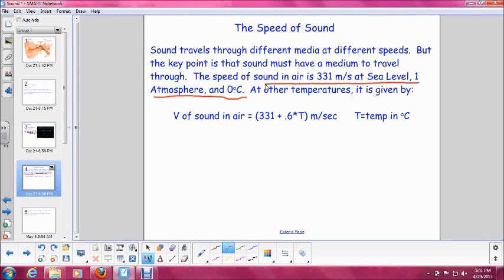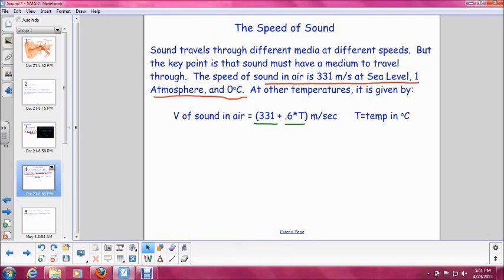Well, we can actually figure out the speed of sound if we know what the temperature is. So to calculate the speed of sound at different temperatures, you use this equation. You take 331, which is the speed of sound at 0 degrees Celsius, and you add 0.6 times whatever temperature you have in Celsius.